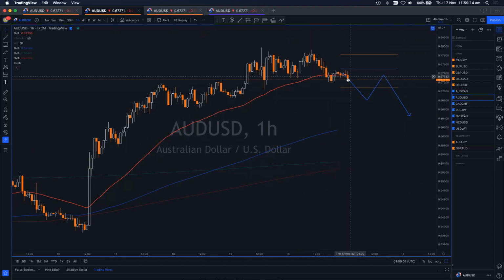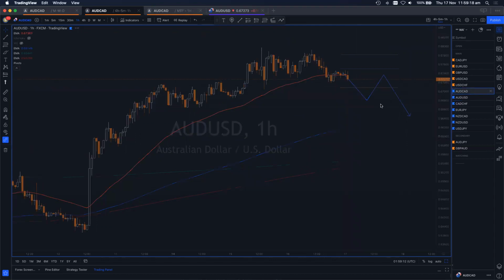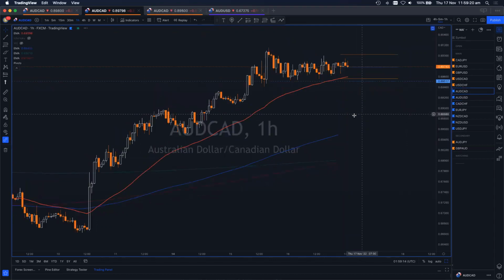And can't even see a spike on this chart. I'm sure I saw it on something. Aussie CAD, that was a spike. Yeah, maybe it was this one here. Just a quick spike and then back again.